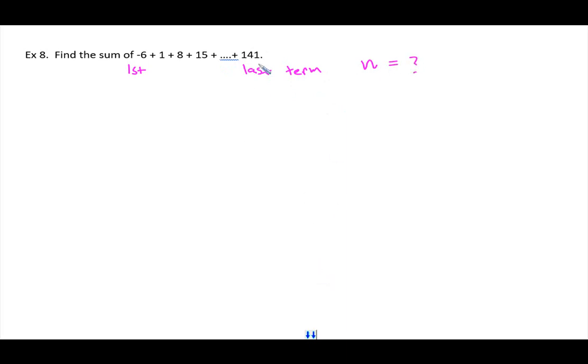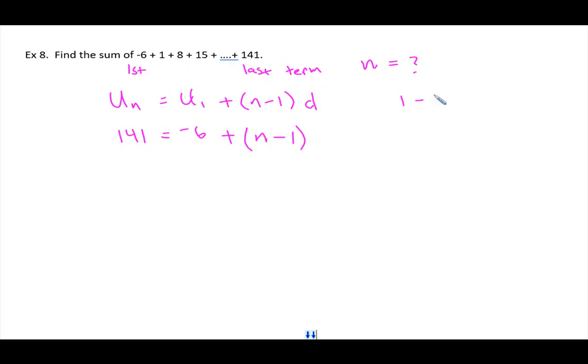So what we're going to do is use this last term to help me find n. So we're going to use the general term formula. So 141 is going to equal, you remember the general term formula, U sub n is equal to the first term plus n minus 1 times d. Now we don't know what d is right now, but we could find out what d is. The first term we know is -6 plus n minus 1 times d, where n is what we're going to find, because that's what we don't know. And the common difference d, we're going to use these numbers to find out what d is.